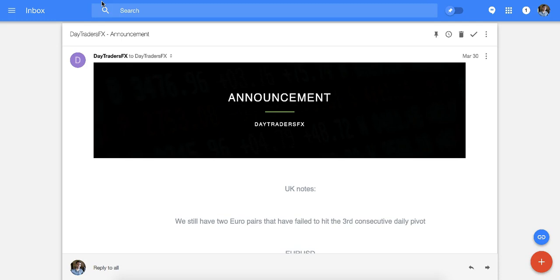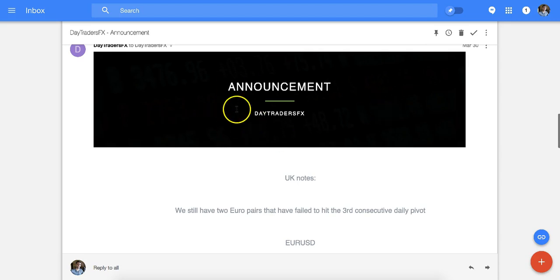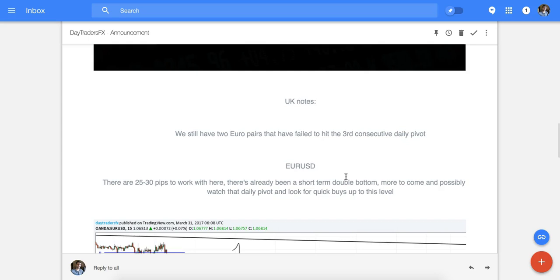So these UK notes are exactly that, and I want to give you just a quick peek at what they look like. You can see right here, this is my personal email inbox, and you'll see that it's coming from Day Traders FX announcement. It's just our automatic email. You'll see a black header that says announcement, Day Traders FX, and it'll look pretty much like this, give or take a couple of variations from day to day.